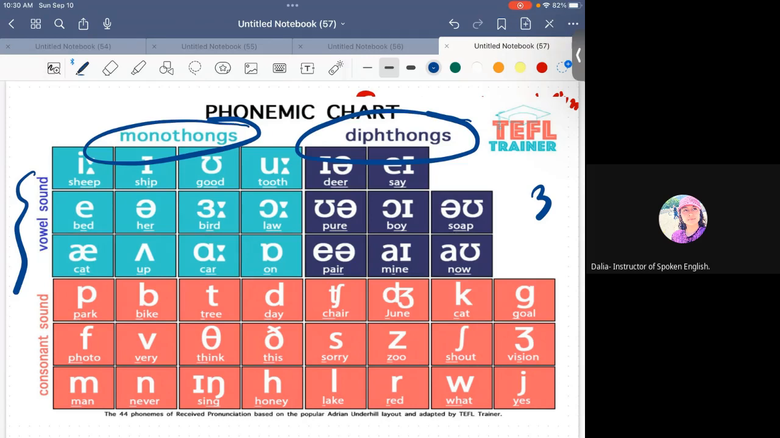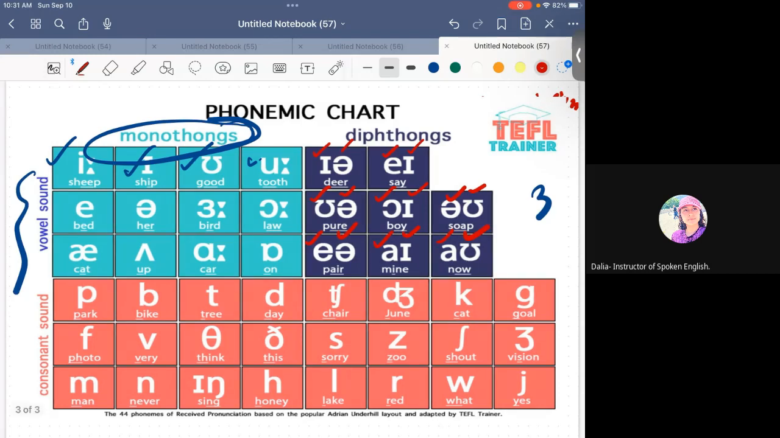Monophthong means a single vowel sound. You can see here all sounds are single, all are just one. And diphthong means a double vowel sound. Here you will see there are two sounds together. So that means you can see double sounds. That means diphthong. Clear? So monophthong means a single vowel sound and diphthong means a double vowel sound. And the rest of the 24 sounds are called consonant sounds.